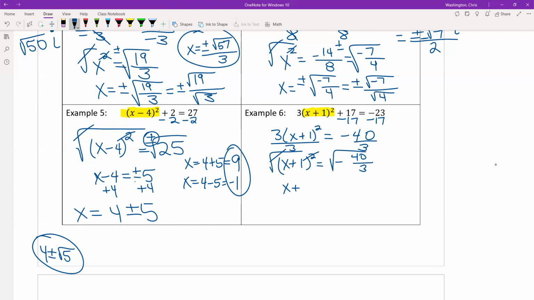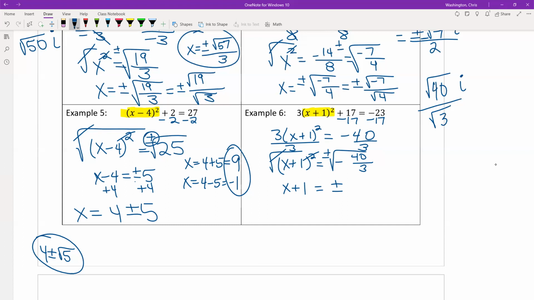We get x plus 1 equals, and here's where the plus or minus comes in. Plus or minus. What are you going to type in your calculator so that it will simplify the square root of negative 40 over 3 for you? If you put the negative in there, it's going to give you a domain error 100% of the time. So here's what you should type in the calculator: the square root of positive 40 over the square root of positive 3. And we know that answer should have an i in it. It's going to simplify that for you.